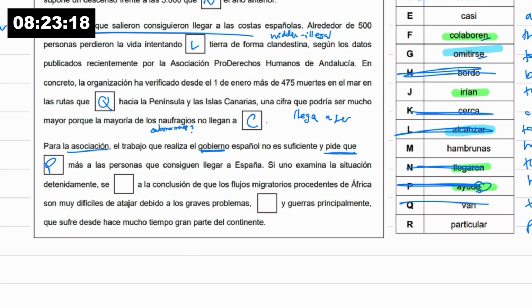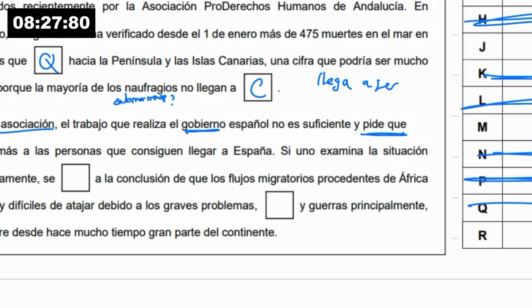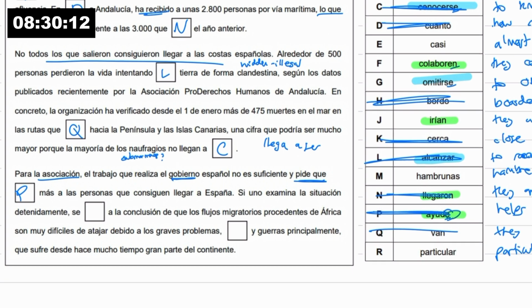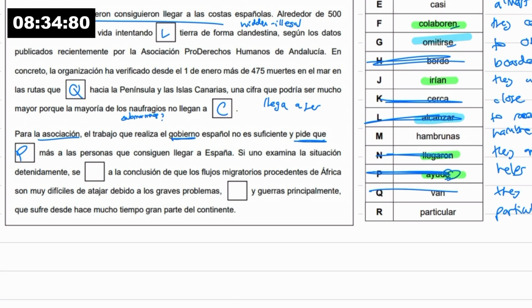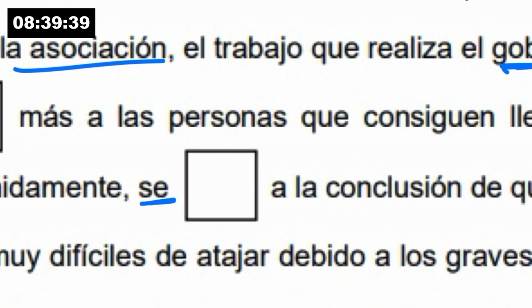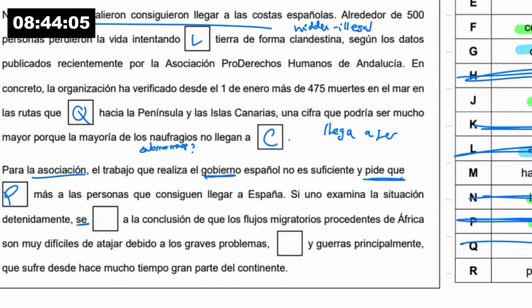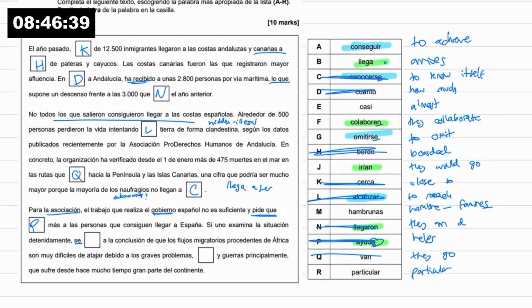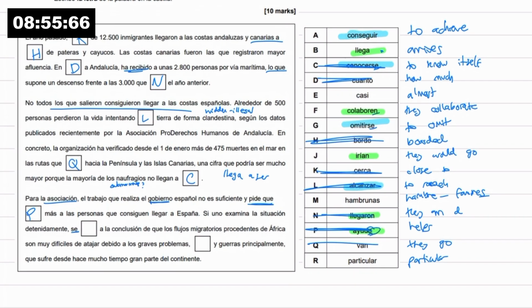Ayude más a las personas que consiguen llegar a España si uno examina la situación detenidamente. Se conclusion, like you reach the conclusion of something. Se, is it se because it's reflexive or because it's passive voice? Se can either mean one of two things. Either it's reflexive, like se llama, or it's passive voice. In this case, it's going to be a verb after se. Either way, it's going to be a verb after se. Llega, colaboran, irían. To arrive, you reach the conclusion.